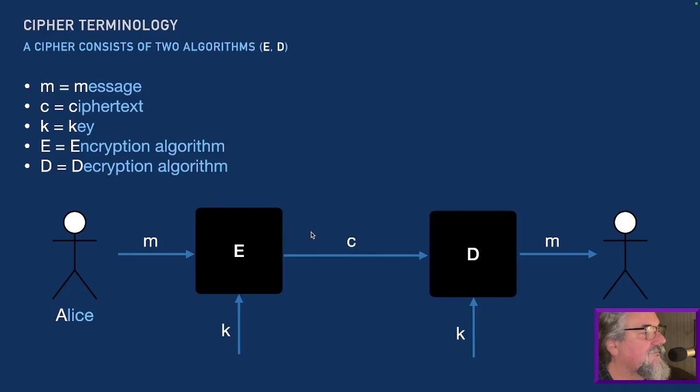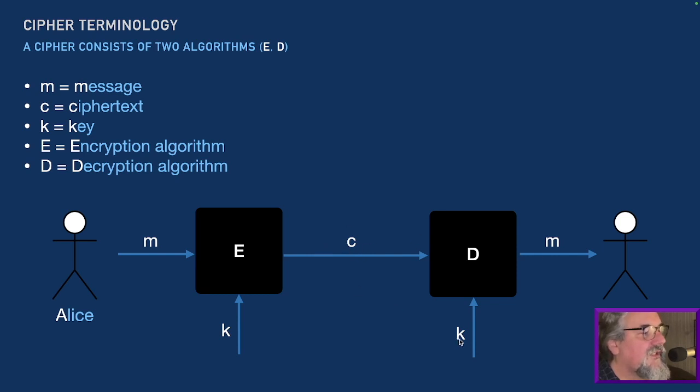All right. So when Alice sends a message to Bob, M here is the message itself in clear text. And then it goes into this algorithm E, that stands for encryption. And the encryption algorithm takes the message as input and a key K as input, and out comes C, which is the ciphertext. This is the encrypted message. And Bob, he receives C.